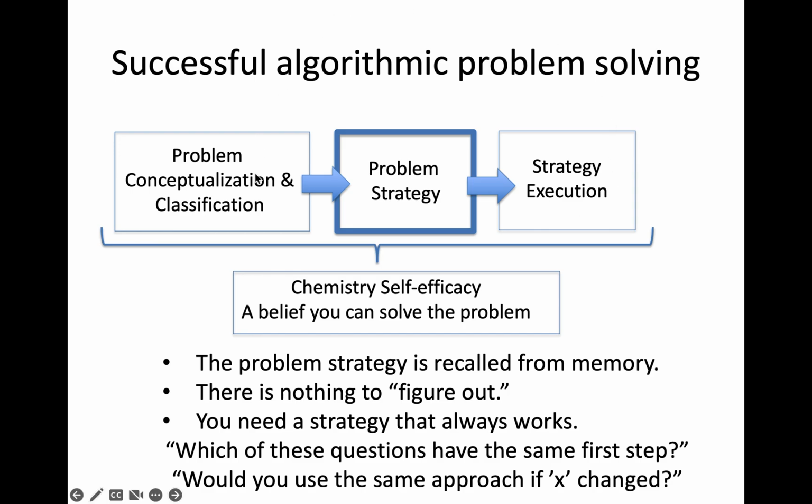This second part here on strategy, it's important simply to ask about this. If you have different questions, which of these questions have the same first step? Ask about the strategy. You don't necessarily have to work it all the way through to see if the student is classifying the question correctly and recalling the strategy. Given different questions, would you use the same approach if this component changed? Again, it's really thinking about, is the strategy that the student is recalling applicable for that particular problem? If factors change, would it still be applicable or not? Simply asking about the problem strategy without going through and executing it, there's a lot of value in that as well.